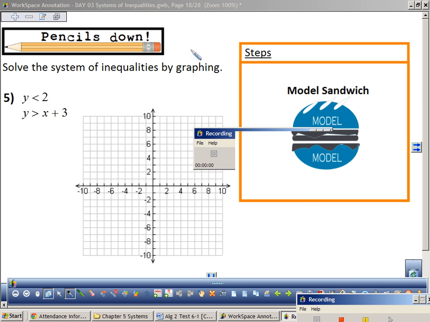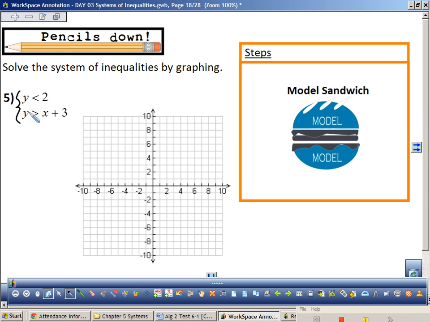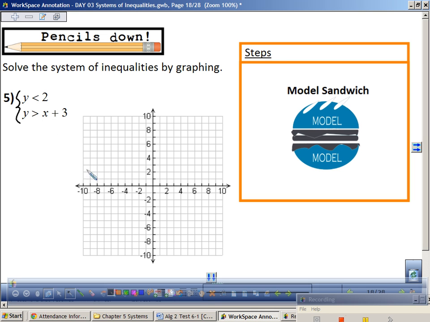So we're recording. Let's talk about systems of inequalities. This time I'm given a system and I need to graph it. My first step in graphing a system of inequalities is to put it into y-intercept form, or slope-intercept form, solving for y. It's already in that form, so I get to just graph.